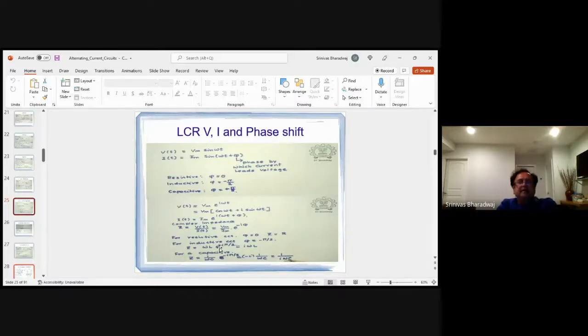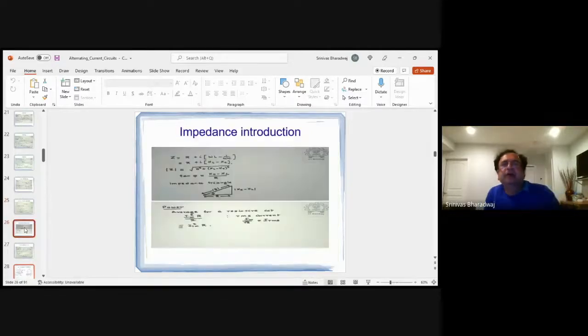Okay, but my suggestion is just understand the impedance. Impedance is a complex number. Okay, and just work with that, and remember the impedance. So this is the slide that actually introduces the impedance.